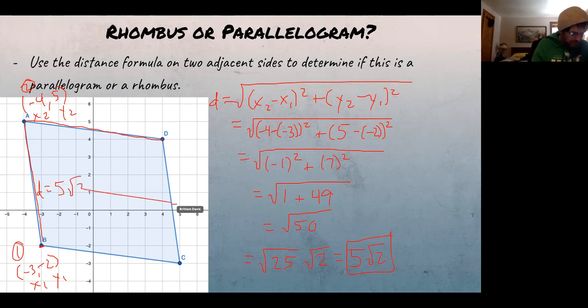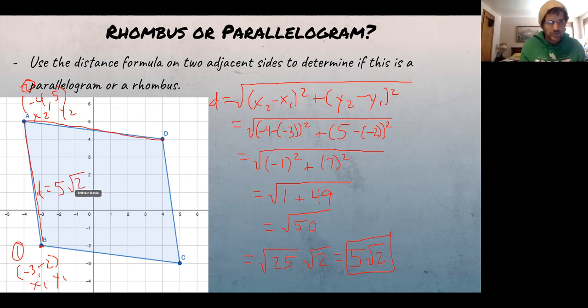If the next one, just a second. Okay, square root of 2. There it is. If the next one's 5 square root of 2, it's a rhombus. If it's anything else, it is not a rhombus. It's just a regular parallelogram.